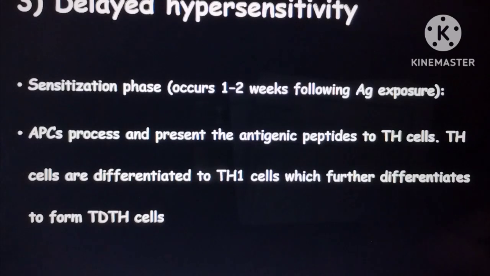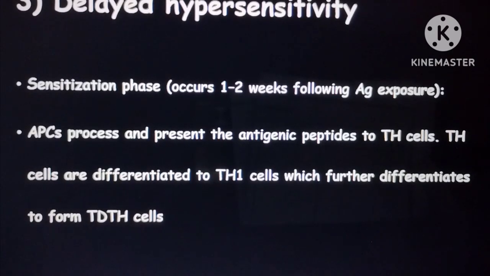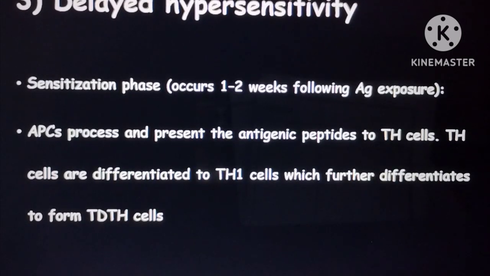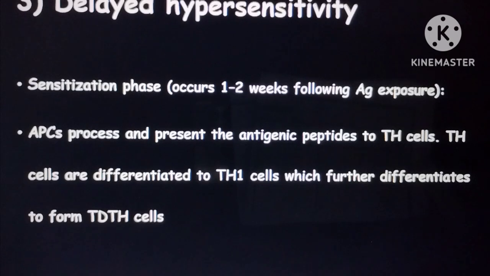What happens is the antigen processing cells will be taking these antigens and presenting them to the T helper cells. The T helper cells in turn differentiate into T helper 1 cells, and that will be causing a delayed hypersensitivity. So always remember, if you come across the word T cells, it is mainly because of the delayed hypersensitivity. That is in type 4.